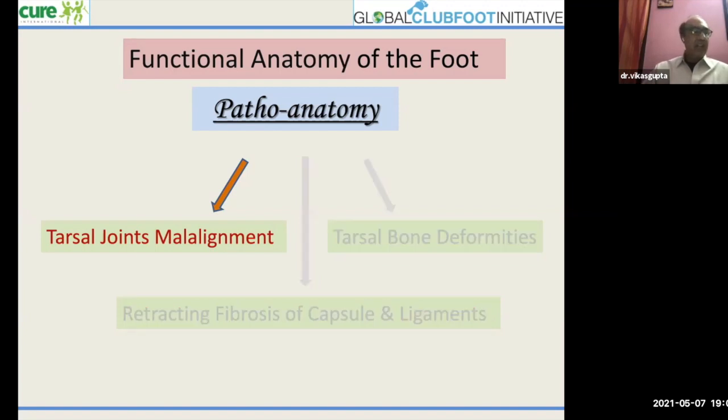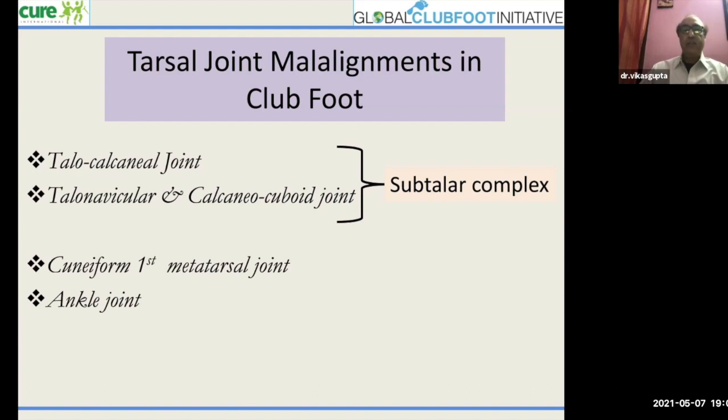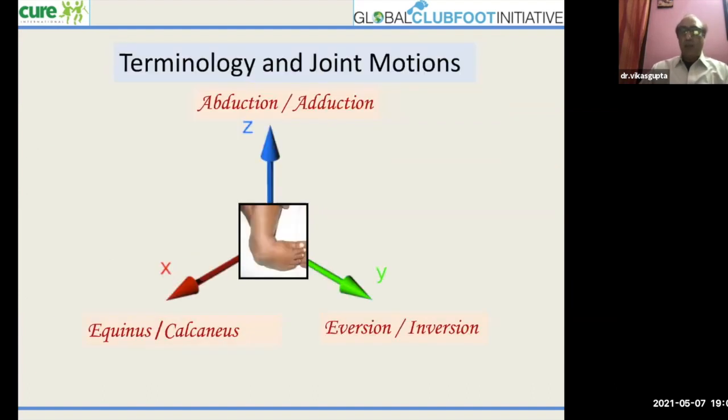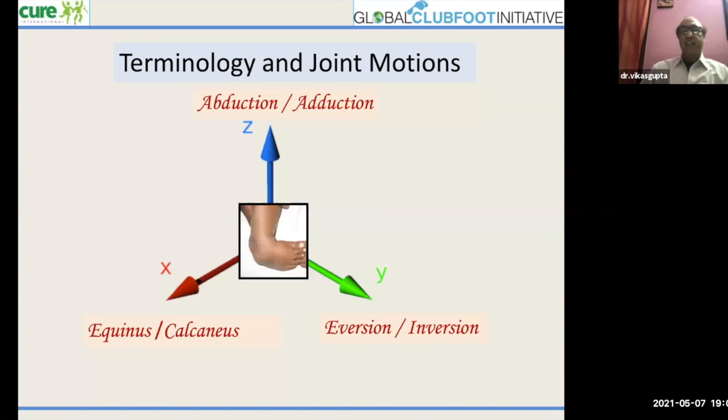So, let us understand the tarsal joint malalignment first. Now, there are various tarsal joints in the clubfoot which are malaligned. We'll begin with the subtalar complex, which involves the talocalcaneal joint and the talonavicular and calcaneocuboid joints, followed by the cuneiform-first metatarsal joint and the ankle joint. Before you understand the movements, what are the malalignments at the talocalcaneal joint? You are all familiar with these terms: abduction, adduction, equinus, calcaneus, eversion. And I think most of my younger colleagues are not familiar with these terminologies.